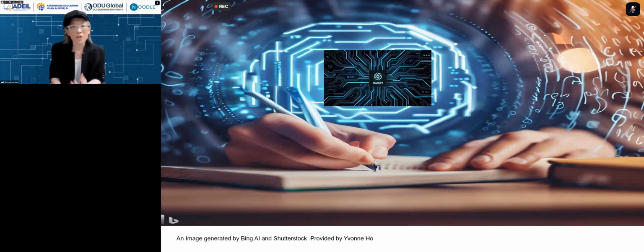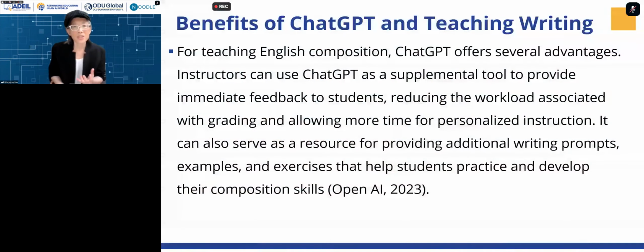And in the future, when we teach writing, instead of focusing on grammar and punctuation for high school students, we would focus more on teaching students how to use AI for writing. And so for teaching English composition, ChatGPT offers several advantages.